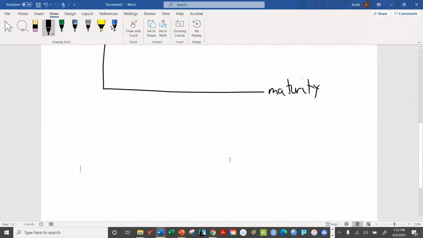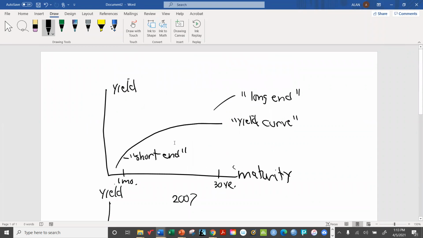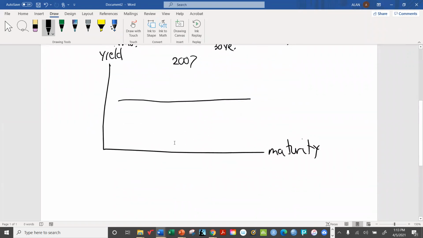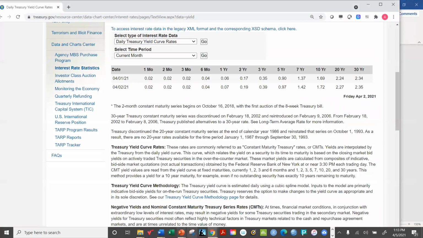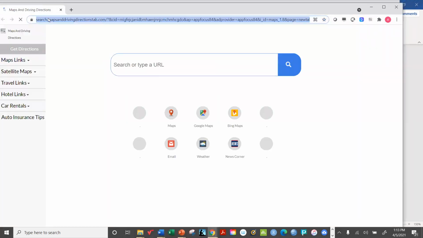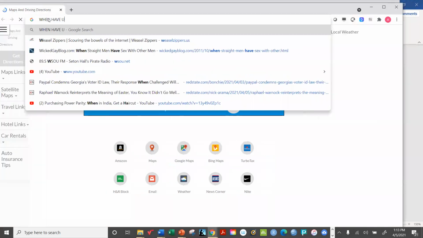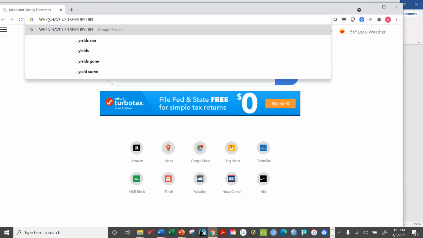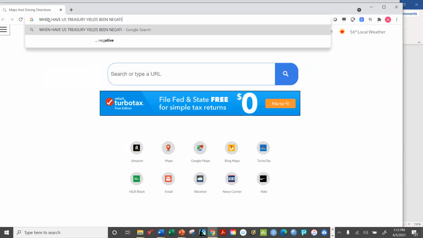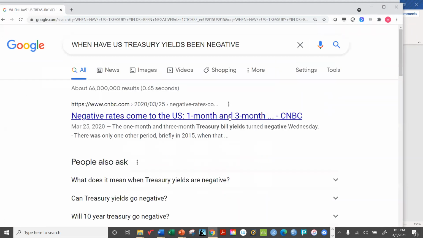In fact, there were a couple of times when these yields were getting very, very close to being negative. It has actually happened very briefly in US history. In fact, let's take a look and see if we can find examples of that. When have US treasury yields been negative? It's a very rare occurrence, but occasionally, there it is, March of 2020.